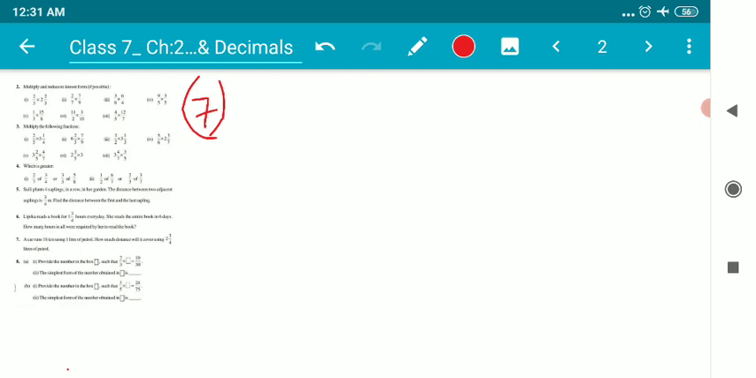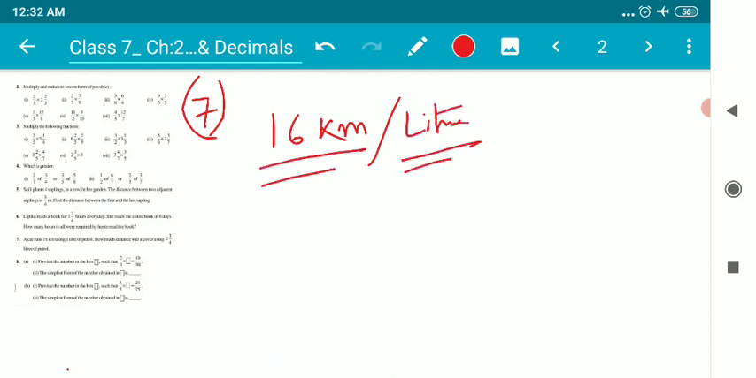Question number 7. A car runs 16 kilometer using 1 liter of petrol. 16 kilometer per liter. Per means in 1 liter, it runs 16 kilometer. Then how much distance will it cover in 2 3/4 liters of petrol?